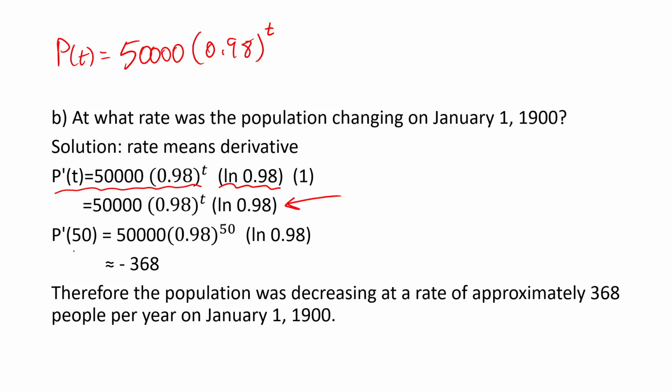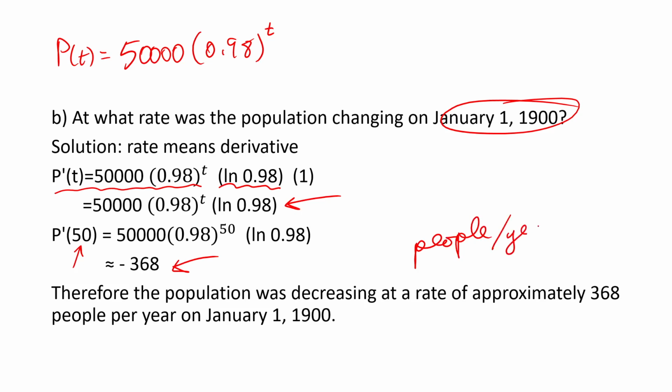So plugging in a t value of 50, because we're asking about a time when t was equal to 50, we'll get negative 368. And so now we ask ourselves, what was p being measured in? And p was population, so p was being measured in people. And what were we differentiating with respect to? Time. But what were we measuring time in? Years. So the units on that derivative, on this negative 368, is actually people per year. So we can say the population was decreasing at a rate of approximately 368 people per year on the date given.